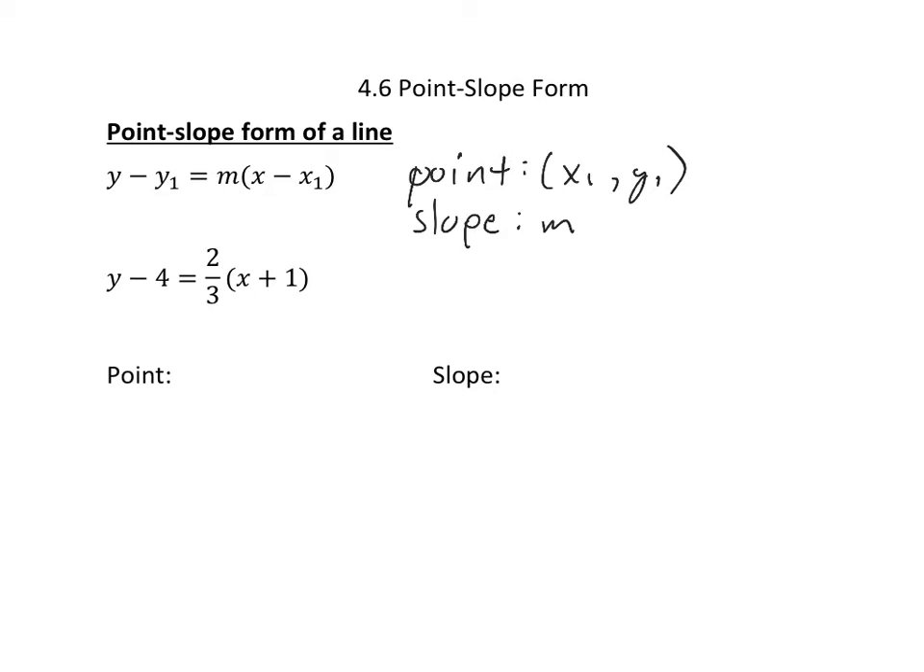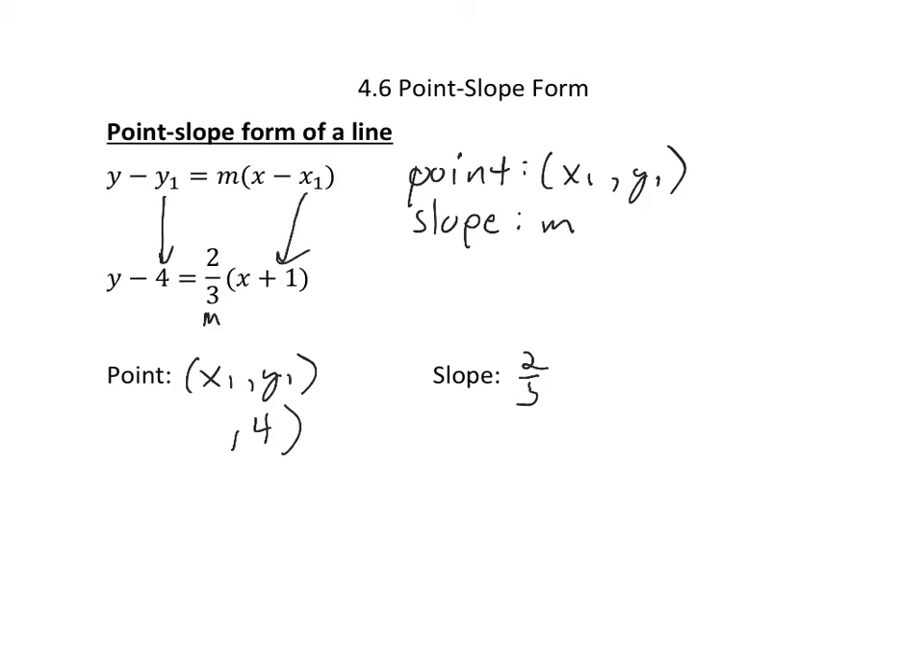So here we have this equation, y minus 4 equals 2 over 3, x plus 1. The slope, that part's actually pretty easy to identify. It's this 2 over 3. Now, the point is going to be the coordinates x1, y1. If you look at our form, y1 would be 4. So y1 is 4. The y coordinate is 4.